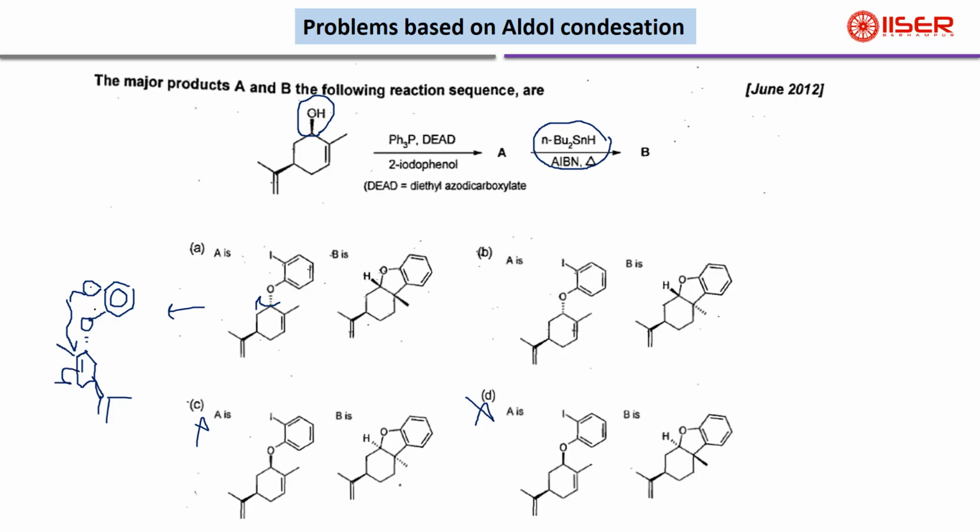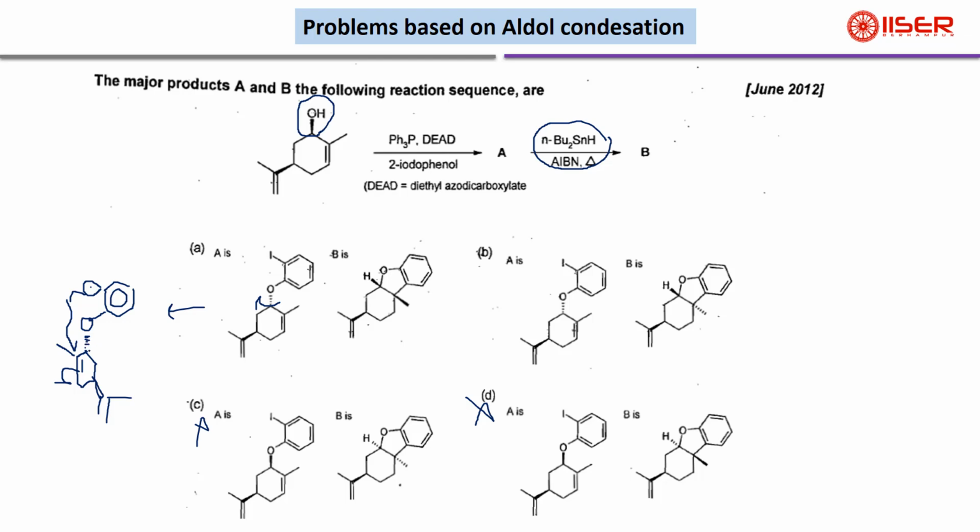Now the question is, will this approach from above the plane or below the plane? Because in one option our methyl group is above the plane, in the other option the methyl group is below the plane. Means in one option this radical is approaching from below the plane, keeping this methyl above, and one is approaching from above the plane, keeping the methyl below. So for that you have to consider the stereochemistry of this carbon oxygen bond.